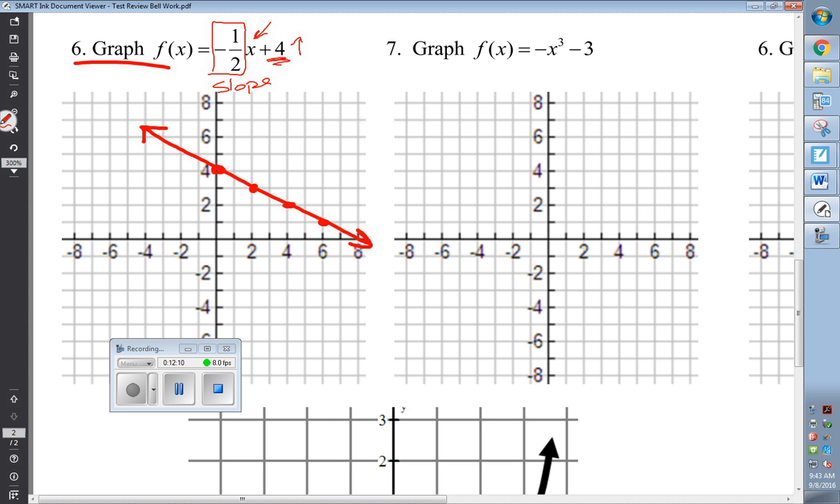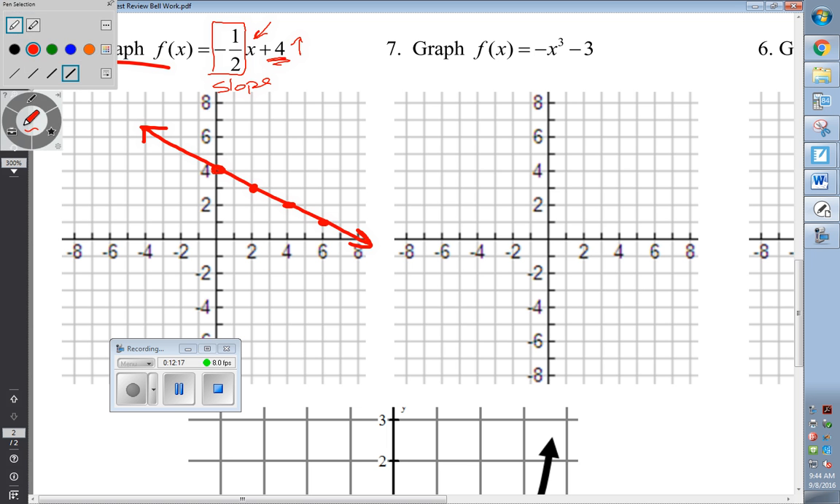Yes, sir. Always to the right. Rise over run, we always go to the right. At least that's how I'm teaching. It's the best way to remember it.